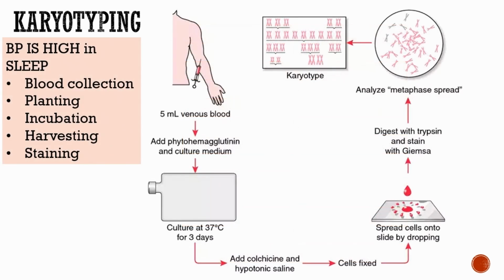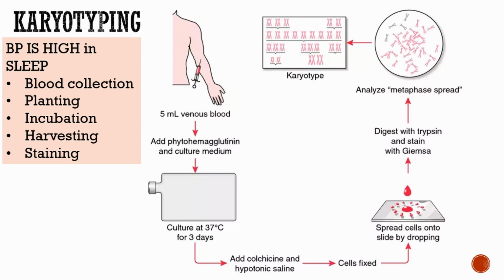The various methods of karyotyping can be remembered by the mnemonic BP is high in sleep. So, this is a mnemonic used to remember blood collection, planting, incubation, harvesting, and staining methods of karyotyping. First of all, what is done is the sample collection. For sample collection, we take around 5 ml of venous blood from the peripheral veins.